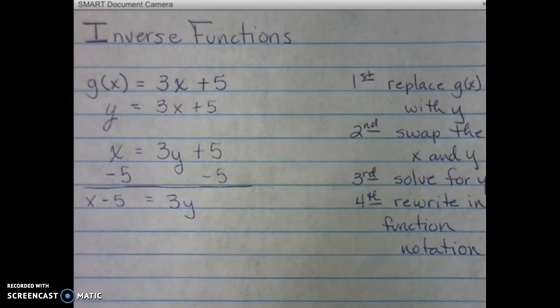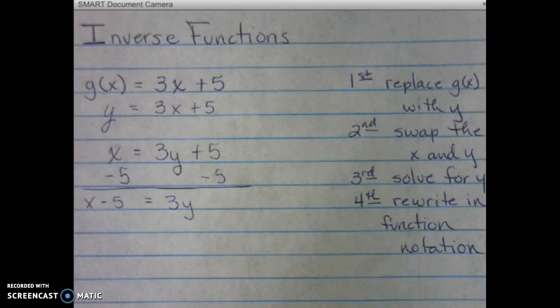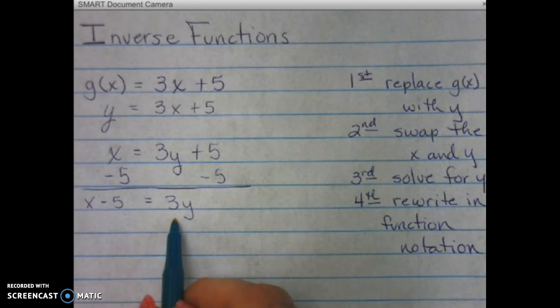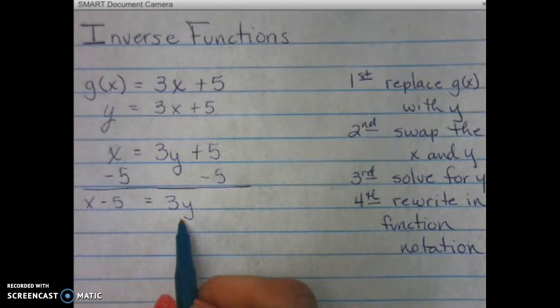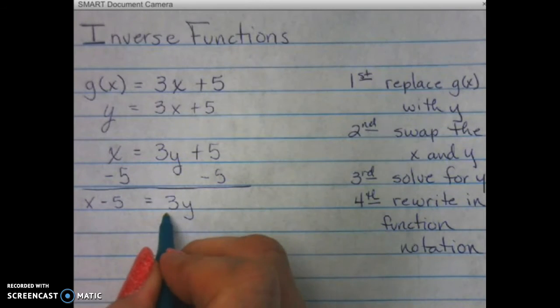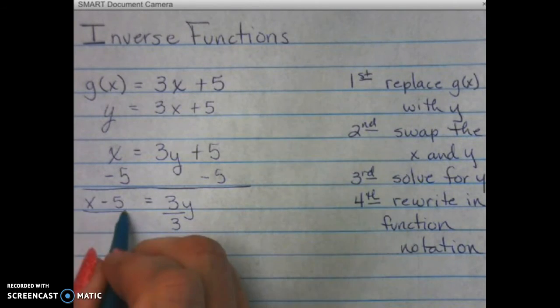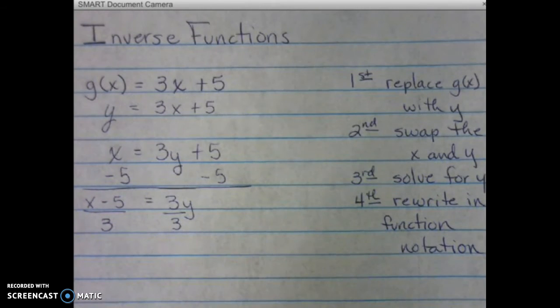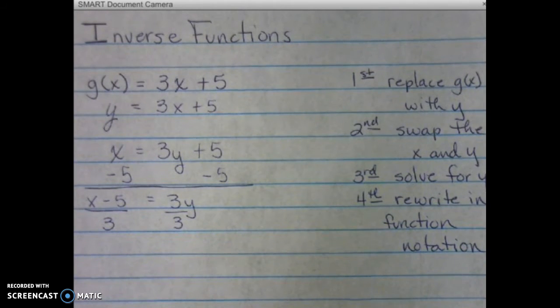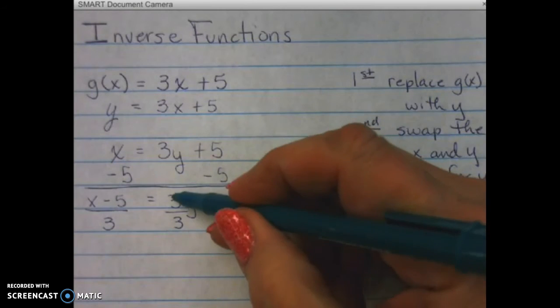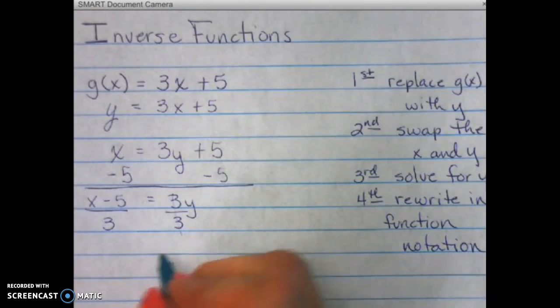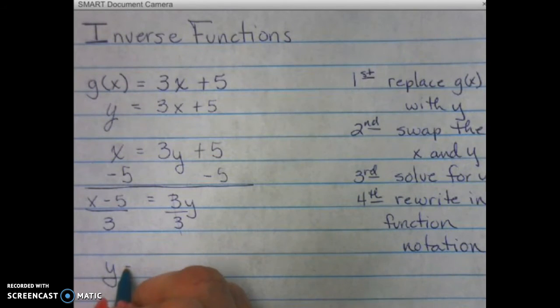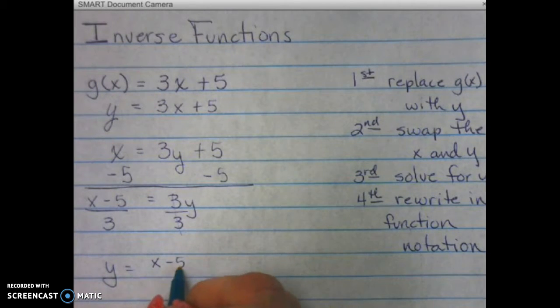Well, I've almost isolated my variable y, but not quite. I've got to get rid of the 3 in 3 times y. Well, the inverse operation for multiplication is division. So I will divide both sides by 3. My 3's will cancel, and I get that y equals x minus 5 over 3.